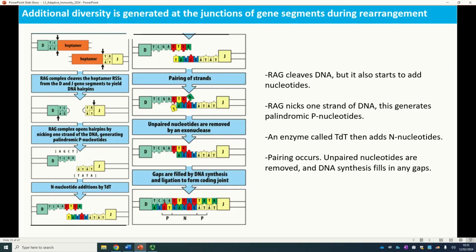So now we have this small junction, but with a bit of a gap in the DNA because it's not been paired completely. We'll get DNA synthesis that will fill in any gaps, and so we'll get this repaired junction here. So what you can see is that at the junction of these two gene segments that we started with, we've got this whole addition of a random sequence in between the two segments. And that will give extra variability and an extra uniqueness to that antigen receptor, okay?